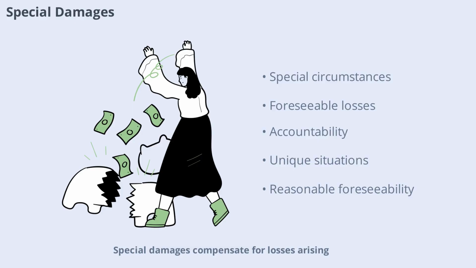Special damages compensate for losses arising from special circumstances attached to the contract. If one party informs the other of these circumstances and the contract is made, the breaching party is liable for such losses. Cases like Simpson v. London and Northwestern Railway Company illustrate how special damages are awarded when the defendant is aware of the unique situation. This ensures parties are accountable for losses they could reasonably foresee.